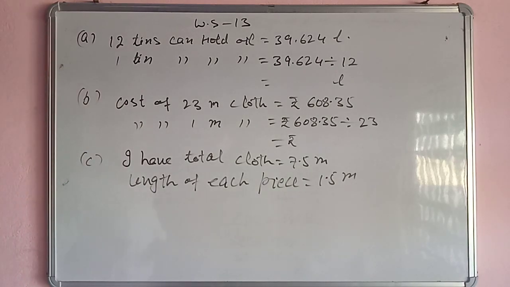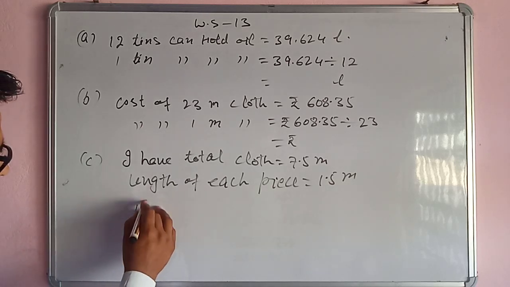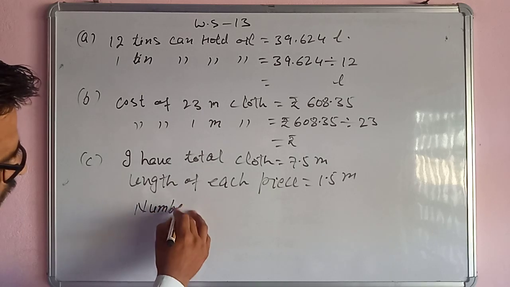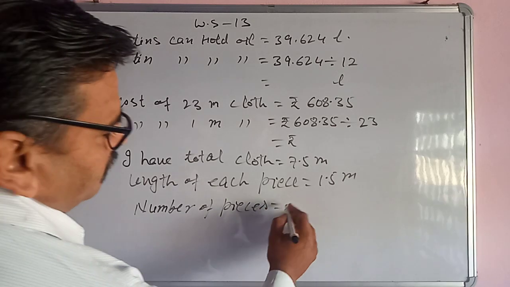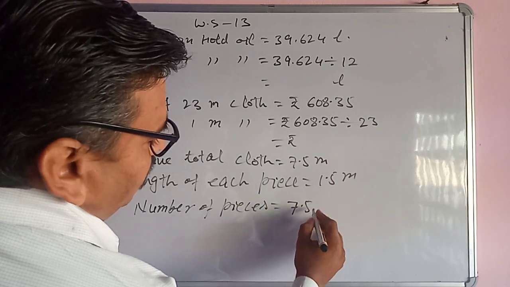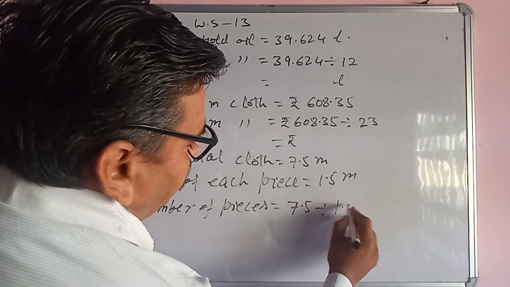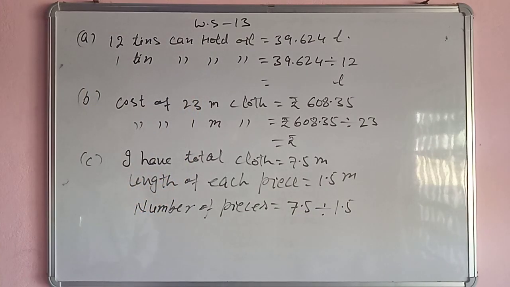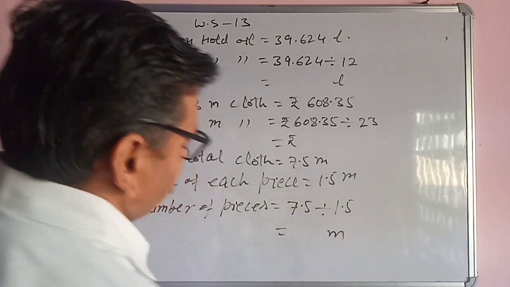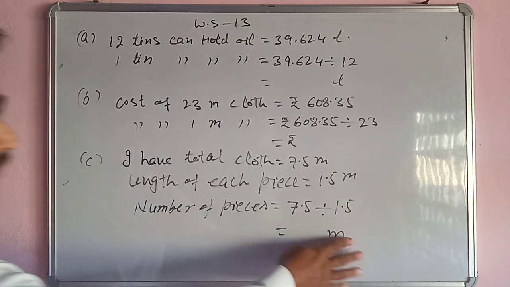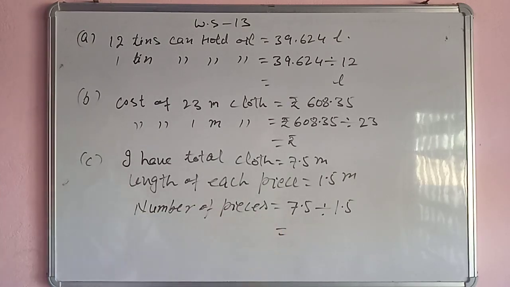So the question arises here: how many pieces do I have? The number of pieces is the total length, 7.5, divided by the length of each piece, 1.5. So 7.5 divided by 1.5. When we divide this, we will get the number of pieces.